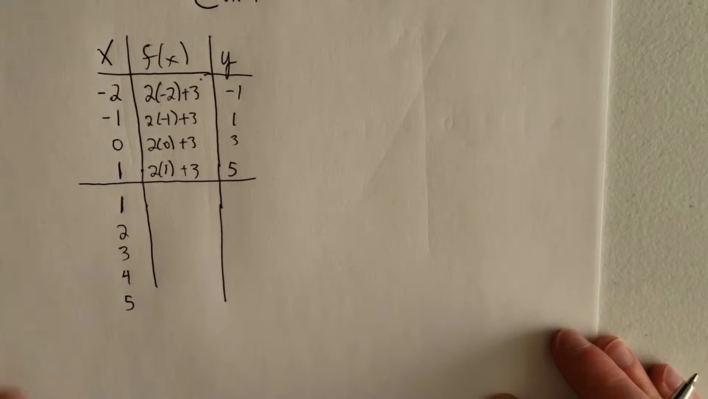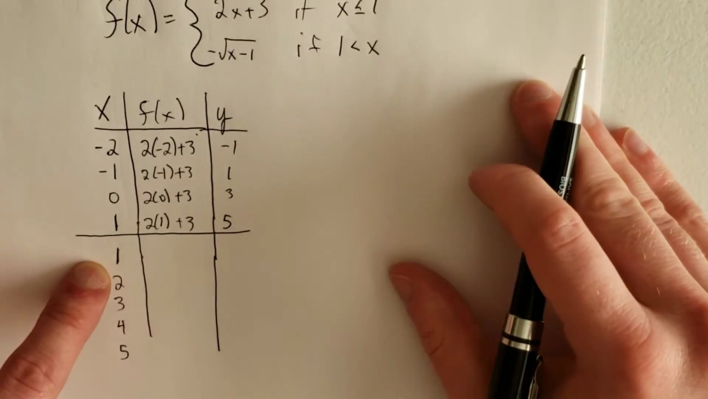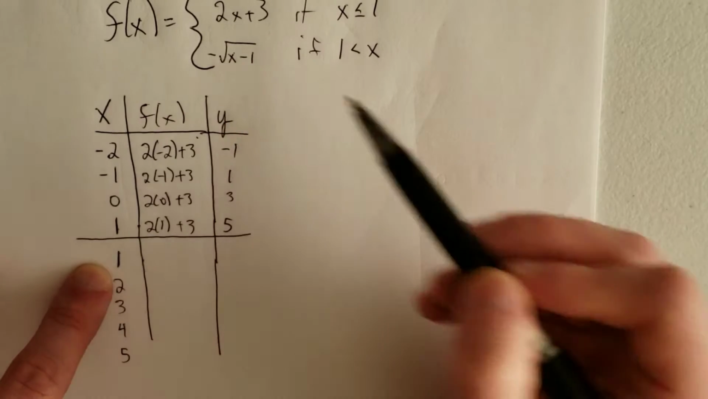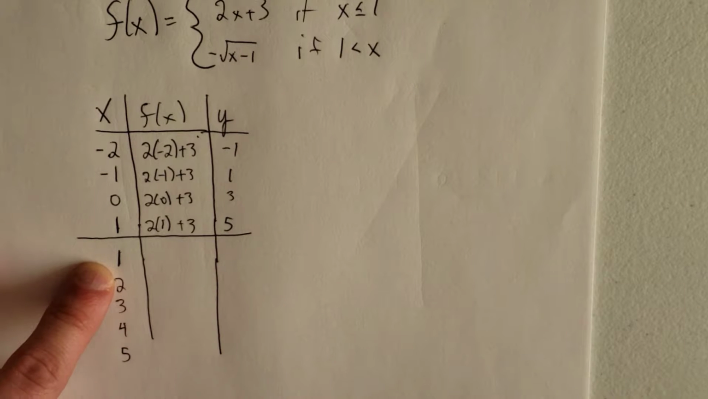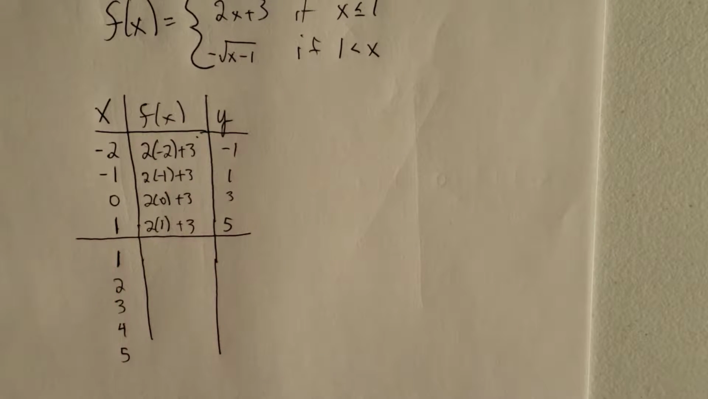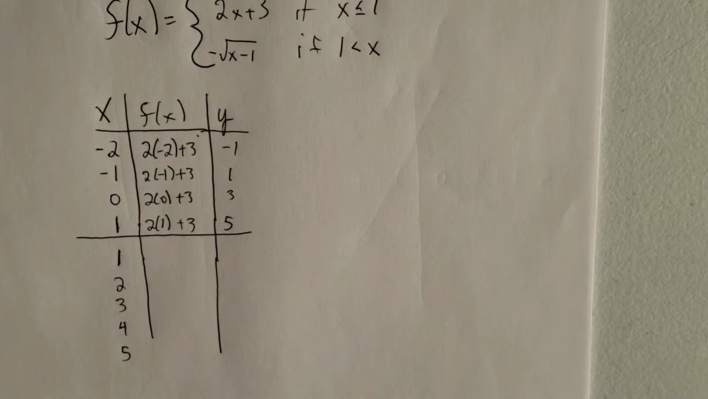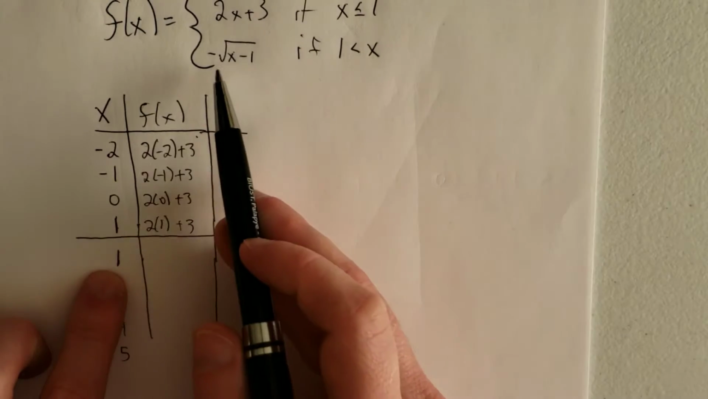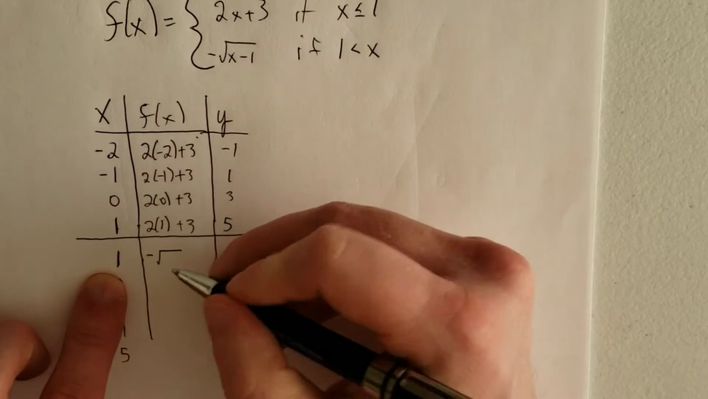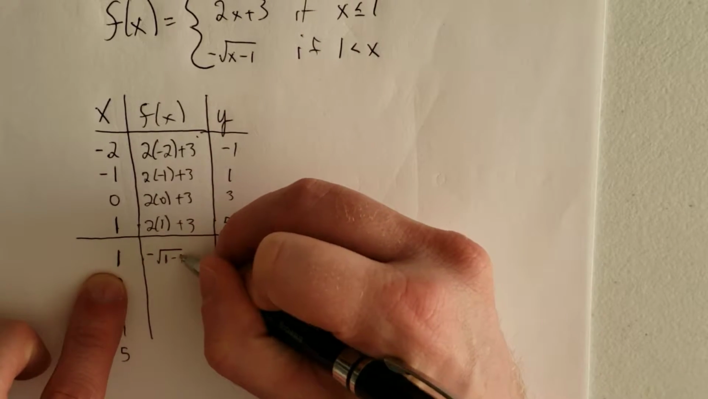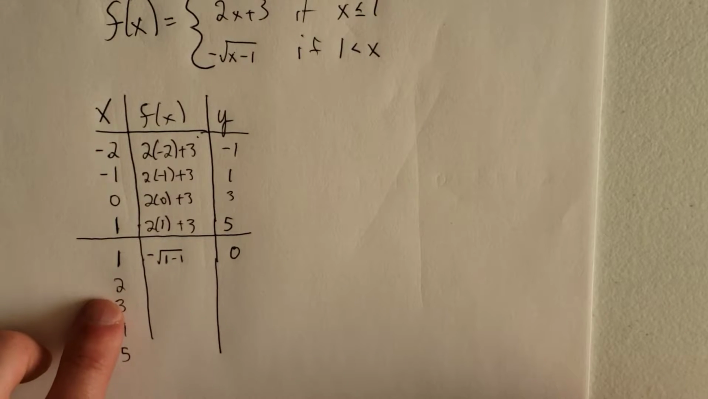Now, I've written out 1 here a second time. The reason is I want to plug that into the expression negative square root of (x - 1). We won't actually plot that point later, but we want that for determining what the graph looks like around that point. So, let's plug in 1 into negative square root of (x - 1). Well, here we get negative square root of (1 - 1), so this is 0. Right? Square root of 0 is 0, and negative of that is still 0.